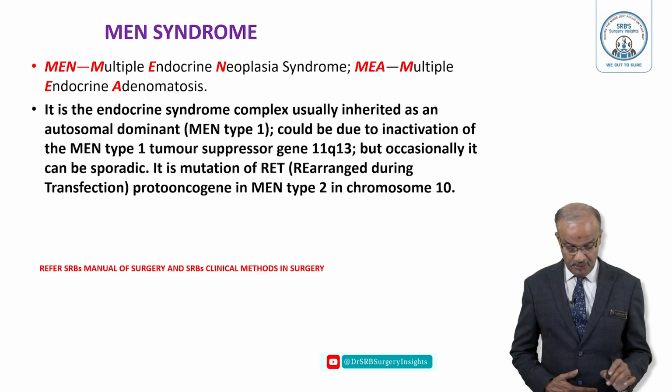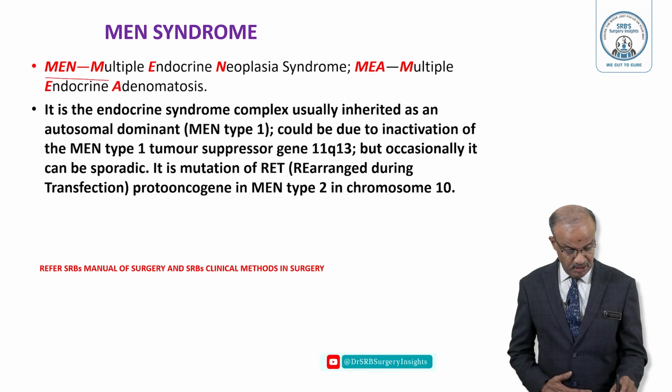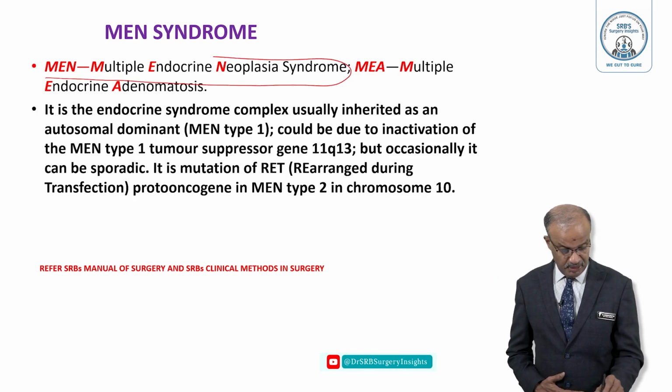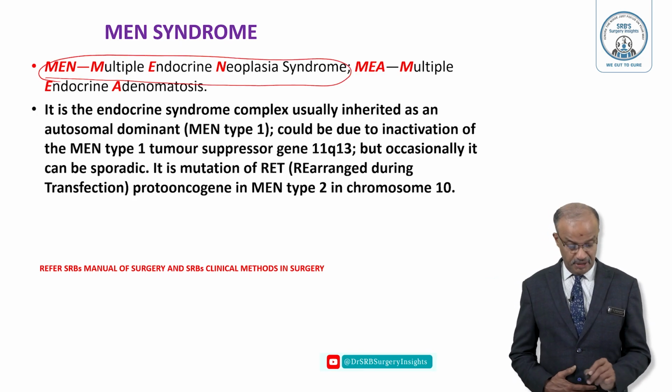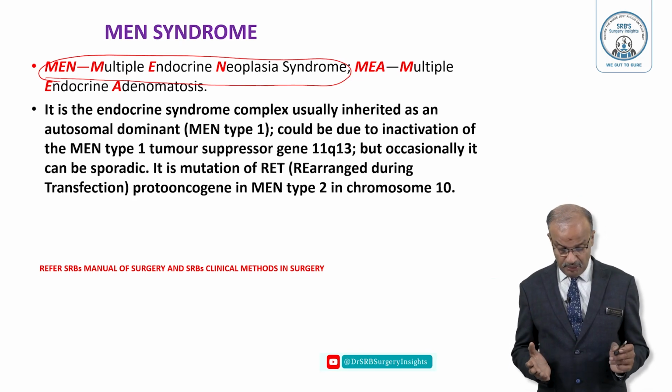So current terminology is multiple endocrine neoplasia syndrome, which is the same as the older terminology, not used currently, MEA syndrome, multiple endocrine adenomatosis syndrome. Both are the same, but the right or current terminology is not MEA, it is MEN syndrome. So this is what exactly I told, MEN syndrome. Very interesting topic. It is an endocrine syndrome, complex usually.